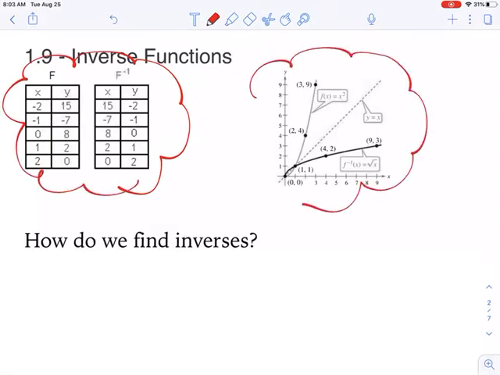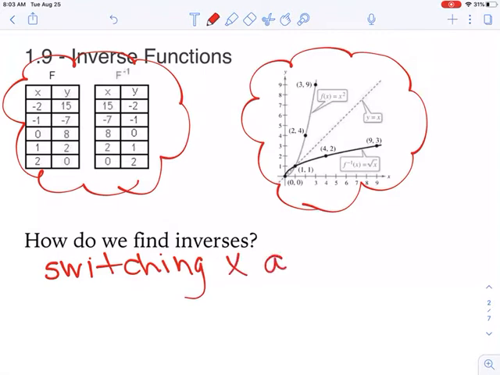We can find inverse functions 3 ways. We can find them numerically, like with a table. We can find them graphically, or we can find them algebraically, like I give you an equation and then we find the inverse. No matter what type of problem I'm asking you to find the inverse for, what is the process? What do we do? We do it by switching x and y.